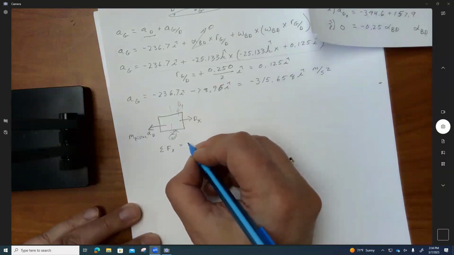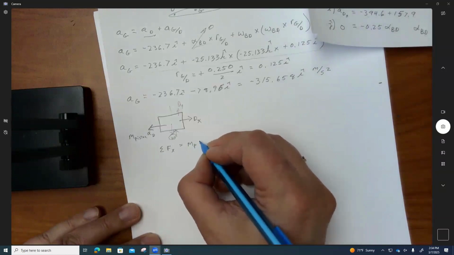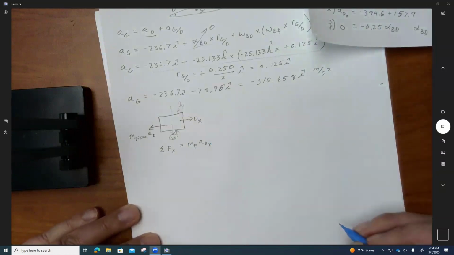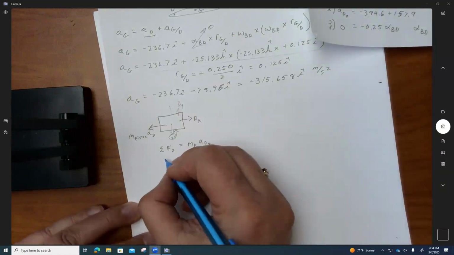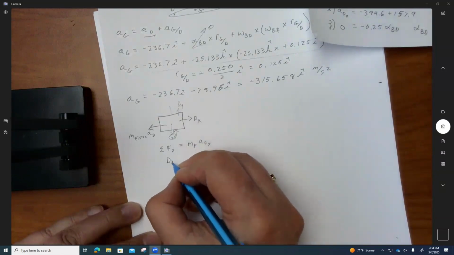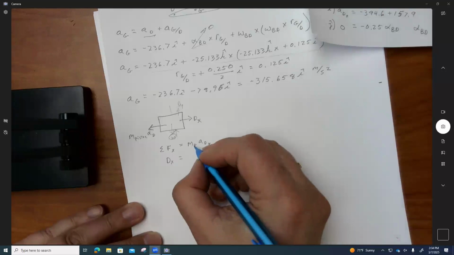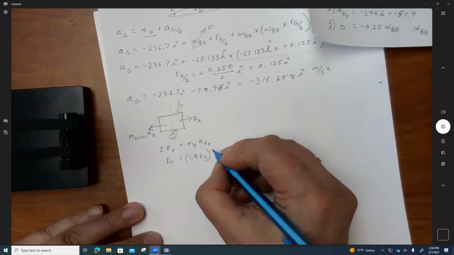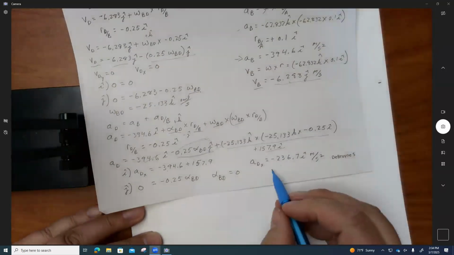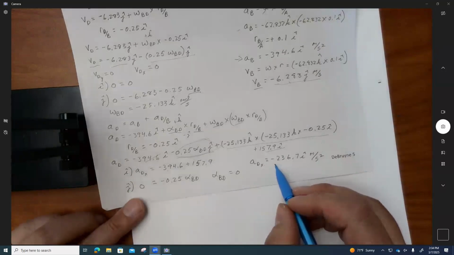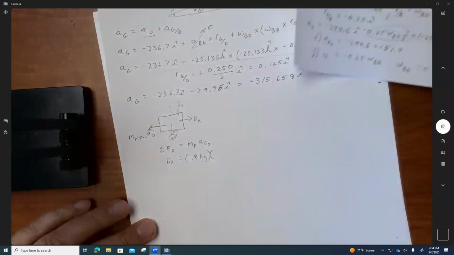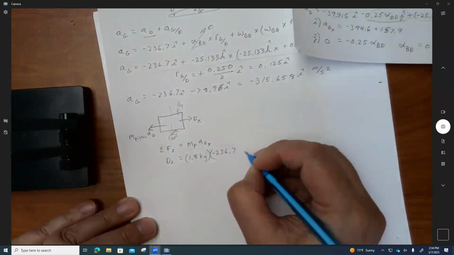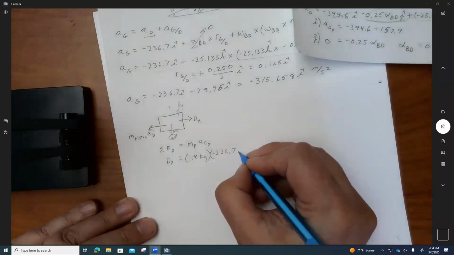Summation of forces in the x direction is going to be equal to the mass of the piston times the acceleration of d in the x direction, and it is only an x component. So Dx, I have going in the positive direction. My mass is going to be 1.8 kilograms for the piston. My acceleration of d only had an x component, so that is going to be minus 236.7, and that has only the i component.